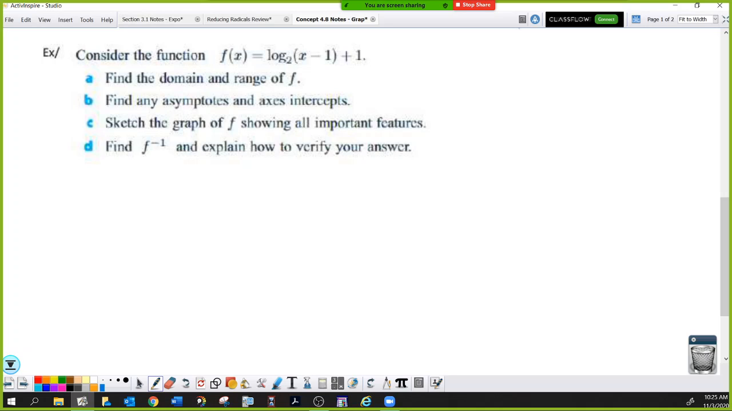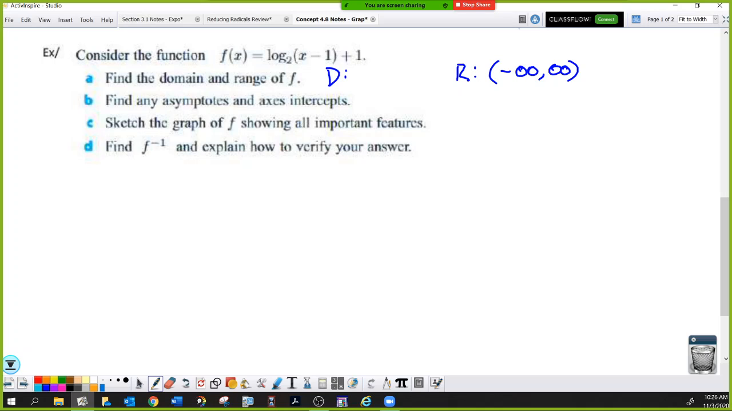Part A says find the domain and range. Well, the range is easy. The range of all logarithms is the same. It's all real numbers. I'm going to write it right here. Domain. Range. Range is simple: negative infinity to positive infinity. I'm not going to use the set notation that they used because you don't need to, so I would rather use this. The domain is restricted, though.